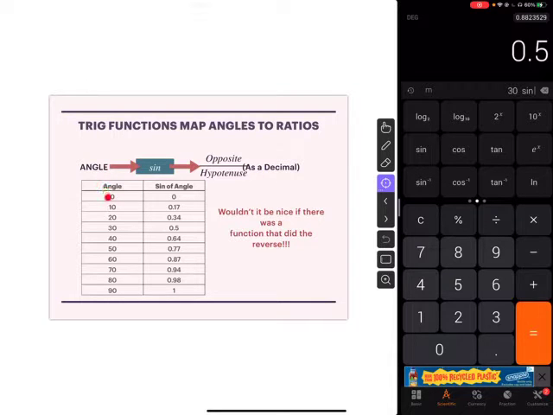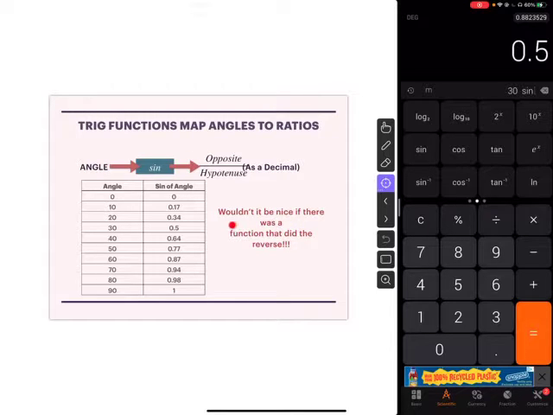So I ran a quick little table here for a bunch of different angles, and I took the sine of the angles. And so this is what our calculator essentially does. For each angle, it gives you the matching ratio.